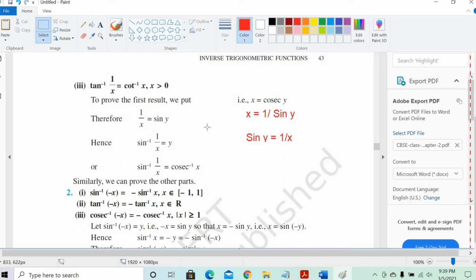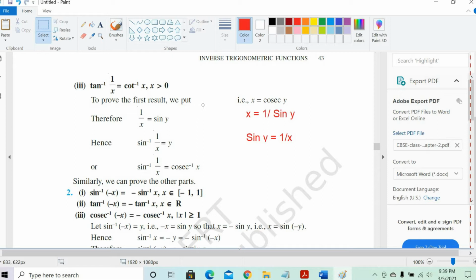Yes, sir. See, x is equal to 1 by sin y, right? Because cosec y is nothing but 1 by sin y. Then cross multiply. Sin y you take it on the left hand side, x will come at the bottom. Sin y is equal to 1 by x. Okay. Correct?